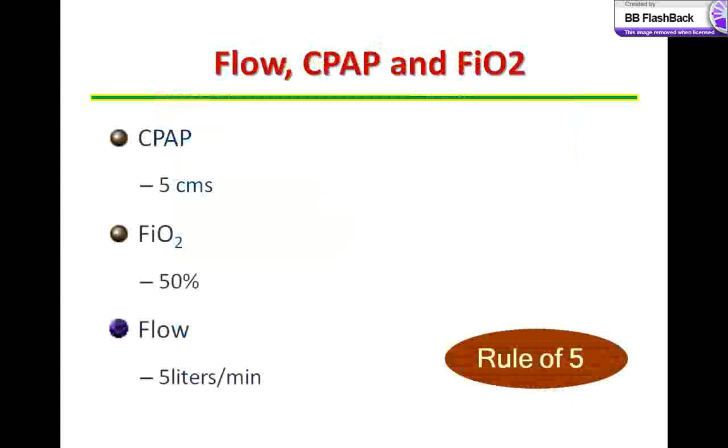Follow the rule of 5 when you start CPAP for an infant. The 3 essential components of CPAP are flow, pressure and FiO2. Start with a pressure of 5 centimeters, start with an FiO2 of 50% and a flow of 5 liters per minute. Immediately regulate the flow by looking at the bubbles in the bubble chamber. If there are no bubbles, increase the flow after making sure that there are no leaks in the circuit or in the interface.